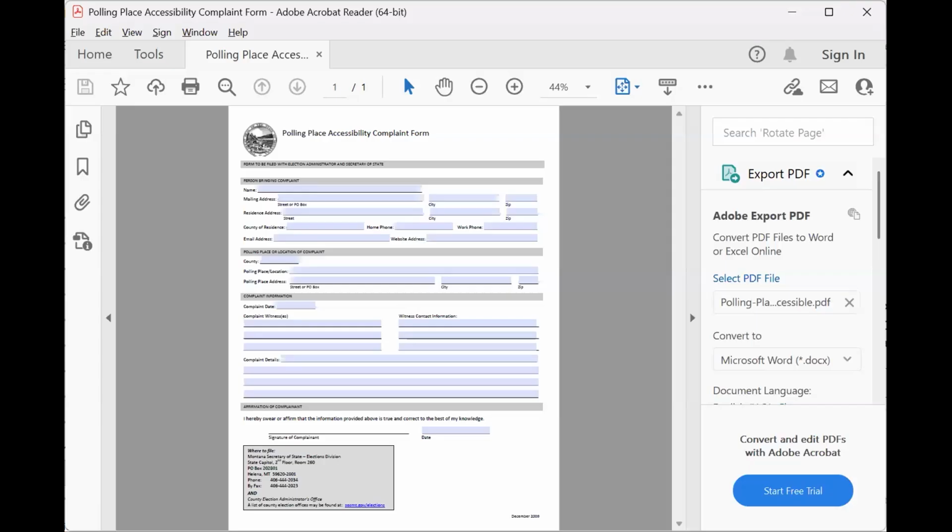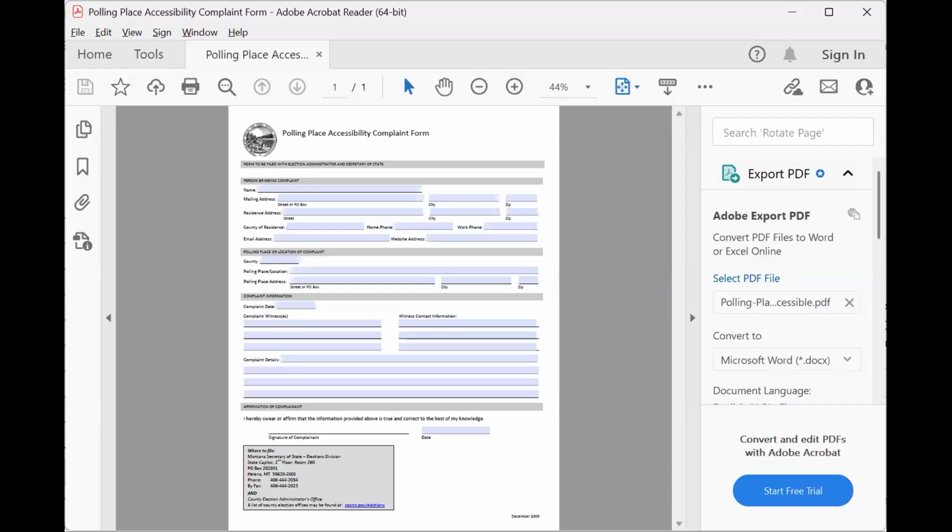So keep going here. Heading level 1, polling place accessibility complaint form. Heading level 1, polling place accessibility complaint form, right? So we're hearing the same text, but in this case, we are hearing it tagged and identified by the screen reading software as a heading. Now, in this case, let's see if there are any other headings in the document to navigate.